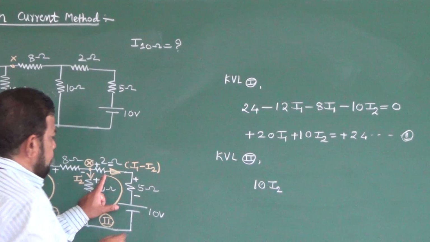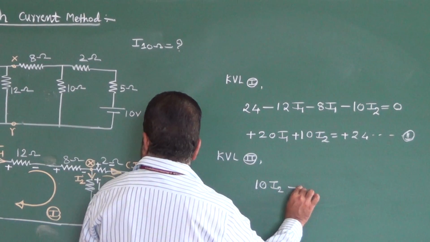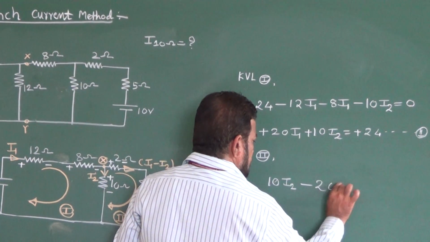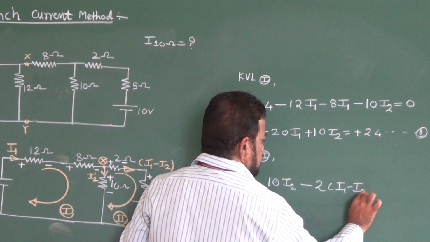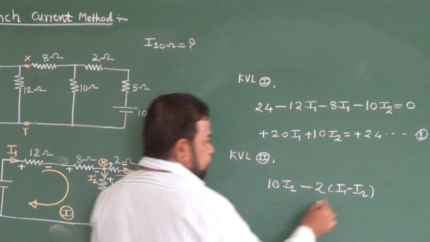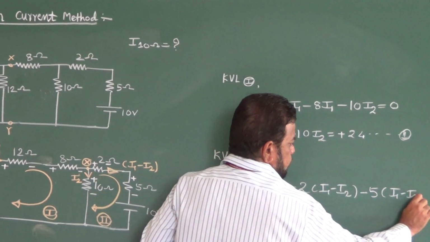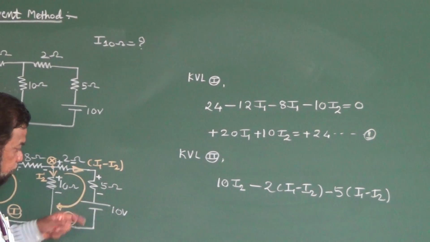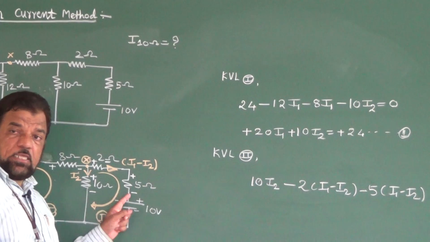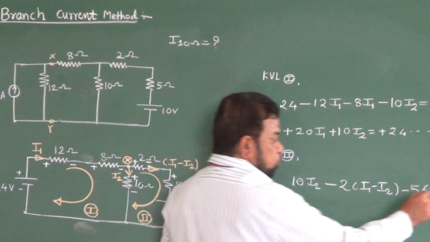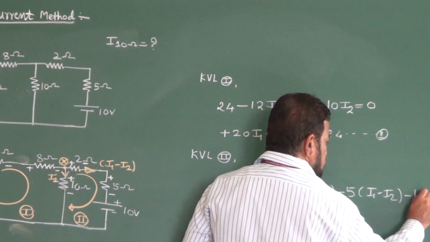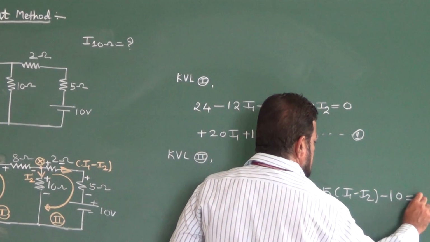Now here it is plus to minus, so the potential drop is minus 2 (I1 minus I2), minus 5 (I1 minus I2), and this drop is plus to minus. That means once again there is a fall in potential, and that fall in potential will take as negative, so minus 10, that is equal to 0.